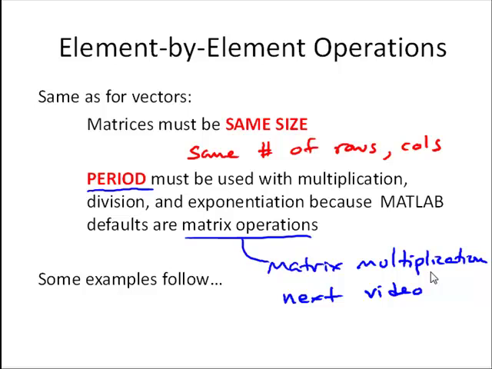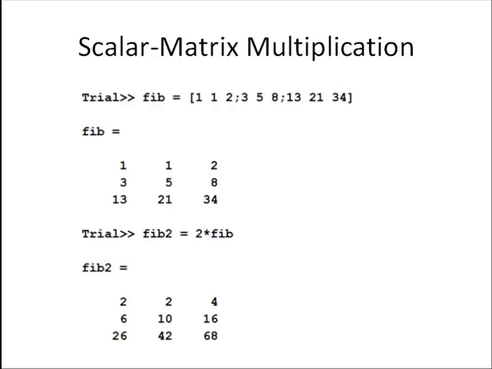So following are some examples of element by element operations using matrices. Scalar matrix multiplication. Here's a matrix called fib. You'll notice it's full of Fibonacci numbers. And if we want to multiply each element in the matrix by 2, the command is simply 2 times fib. And we see the result is each element multiplied by 2.